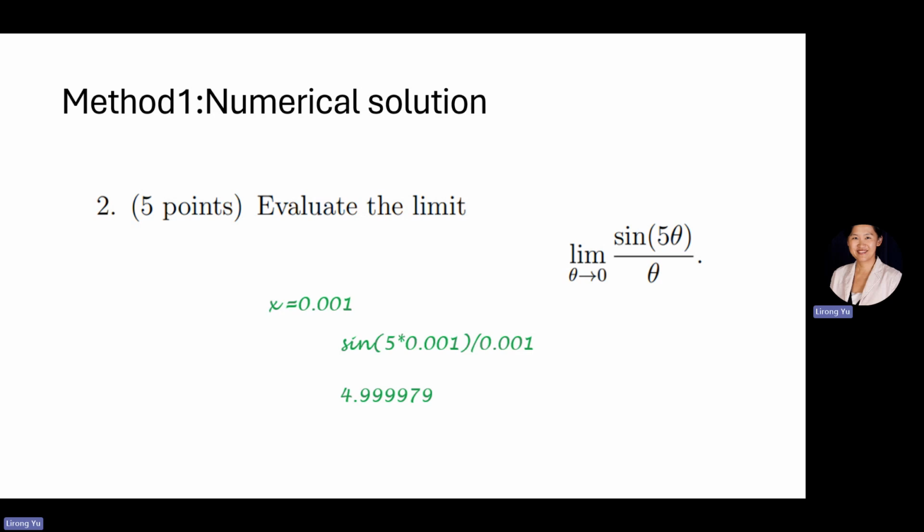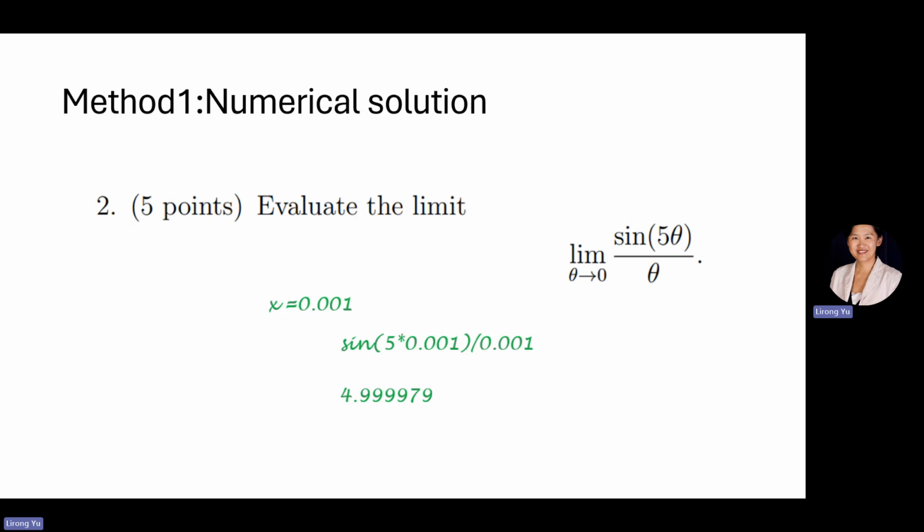That is, if theta is approaching 0, theta is a number that has a value gradually approaching 0. So we try to see what happens if theta takes on a number that's close to 0. You can pick any number that's almost 0. I pick theta equal to 0.01. So now 5 theta becomes 5 times 0.01.